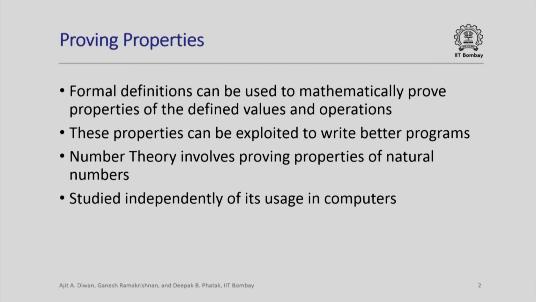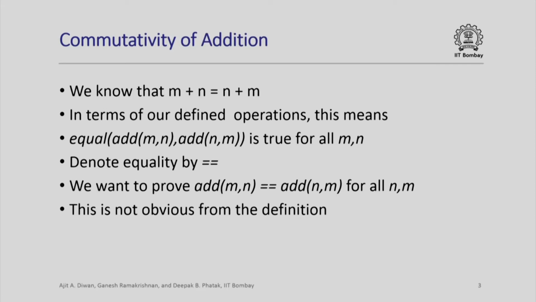So why is this useful? The formal definitions allow you to mathematically prove properties of the operations and values that you have defined, and these properties can be exploited to write better programs. If you know certain properties are satisfied by the values, you can think of better representations or better ways of manipulating those values. In the case of numbers, for example, number theory involves just proving properties of natural numbers, and it is an independent subject of its own interest, irrespective of whether numbers are used in computers or not.